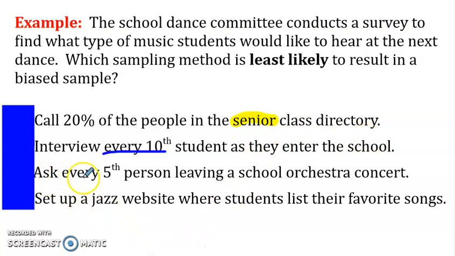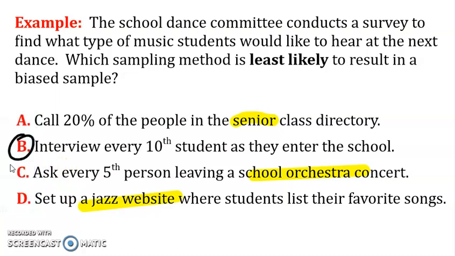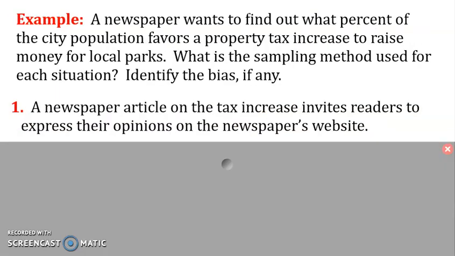Ask every 5th person leaving a school orchestra concert. Well, this would also be kind of systematic, but if they're leaving an orchestra concert, then they might have a certain preference of music. Set up a jazz website where students list their favorite songs. Well, if it's a jazz website, you might only be attracting certain preferences. So the least biased way to do this would be option B.